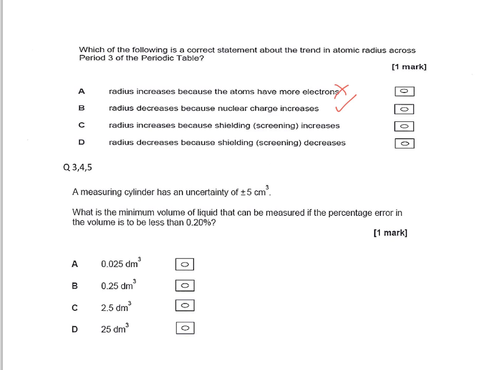C, radius increases because shielding increases. Well, shielding doesn't increase, so that one's wrong. D, radius decreases because shielding decreases. The shielding stays the same, so that one's also wrong, which must mean B is definitely the correct answer.